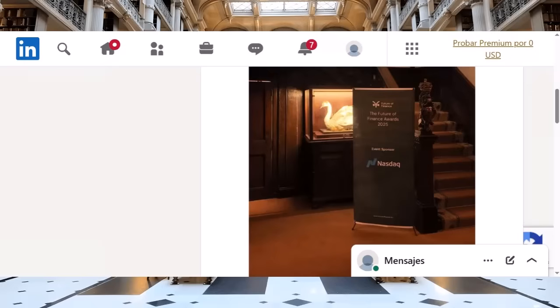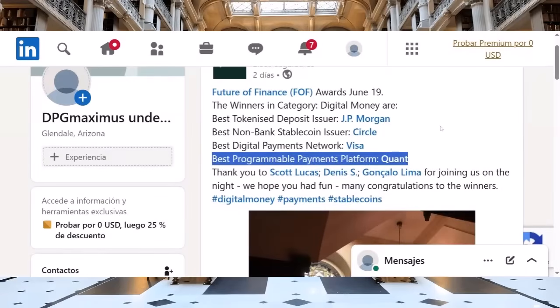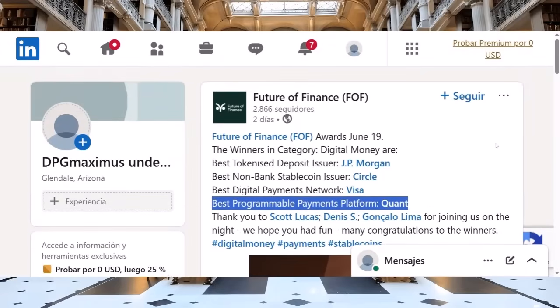Interesting. All right, before I kick back over to Channing for some closing comments, the next part we're going to get into is keep your capital moving, how programmable payments optimize liquidity in real time. In my opinion, this is in direct reaction, Channing, to the whole thing of them winning that award, okay? So again, just a re-advisement, just in case you guys missed it. Best programmable payments platform winner is Quant.